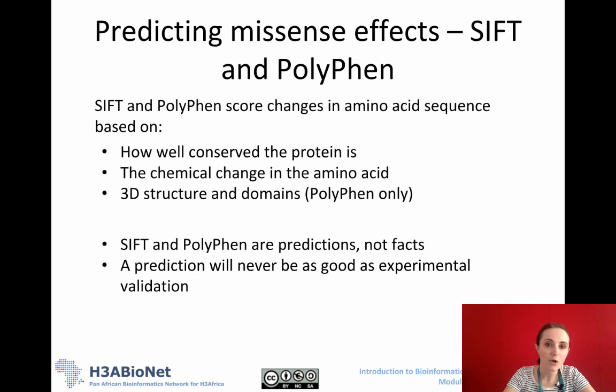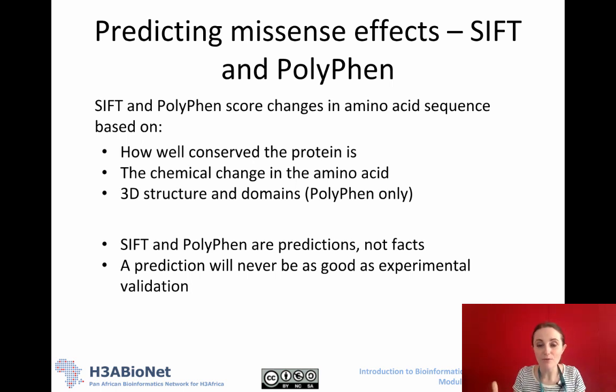We also commonly use algorithms such as SIFT and PolyPhen to predict the effect of missense variants. Missense is where you change one amino acid for another. SIFT and PolyPhen can predict how likely this is to actually change the protein. This includes how well conserved the protein is. So if it's a highly conserved protein and there's always a particular base at a particular locus, we think changing it might have some major impact.